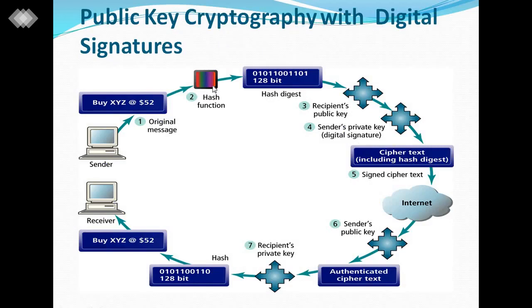So let's check once again public key cryptography with a digital signature. Here is the original message, a hash function producing the hash digest, where the recipient's public key and the private key are used to produce ciphertext, and the sender's public key is used for authentication of the ciphertext, and the recipient hashes again, and finally it is delivered to the receiver.